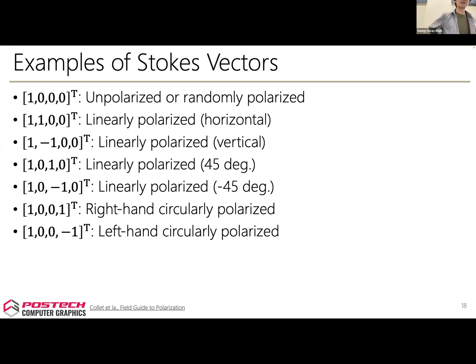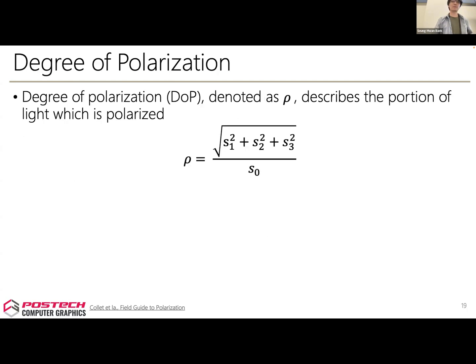So the unpolarized light Stokes vector can be represented as 1, 0, 0, 0, because all polarization states are equally distributed. The horizontal linearly polarized light can be described as 1, 1, 0, 0, and so on. Okay, so these are the basic representations of the polarization states with Stokes vectors.